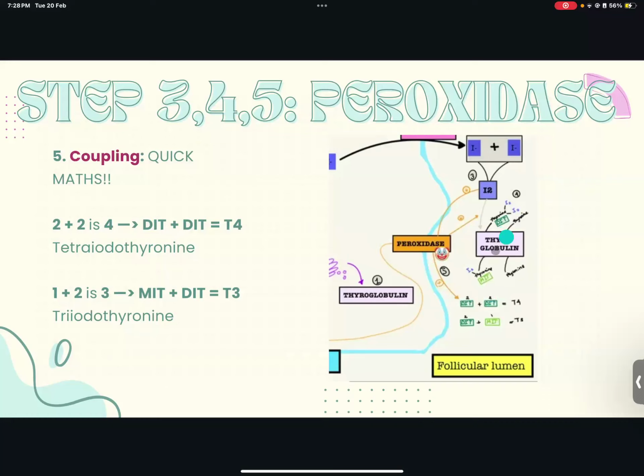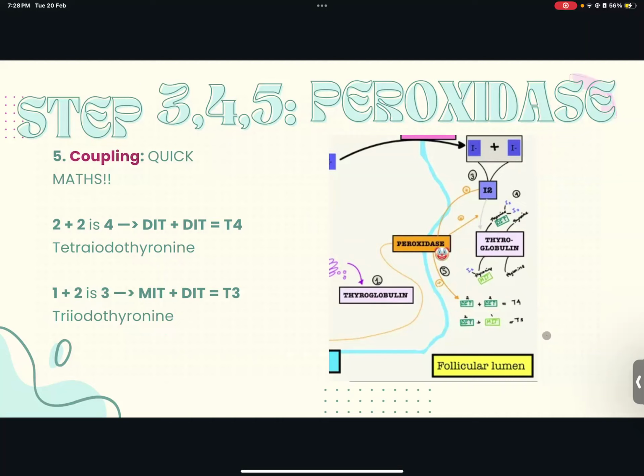So if you take 2 DITs and you add them together, you're going to have tetraiodothyronine. So diiodo equals tetraiodo, and that's going to be your T4. In other words, that's also called thyroxine. And if you add 1 plus 2, it gives you 3. So MIT plus DIT is T3, or triiodothyronine. It's a very simple step.